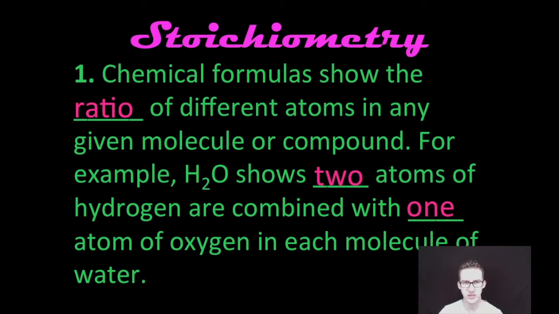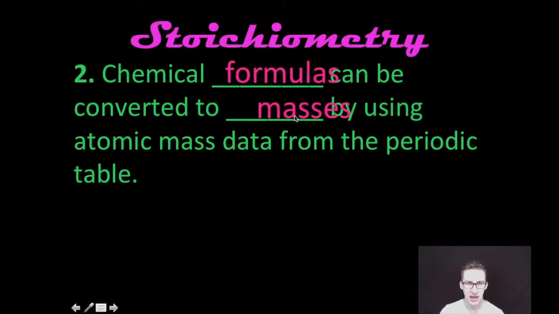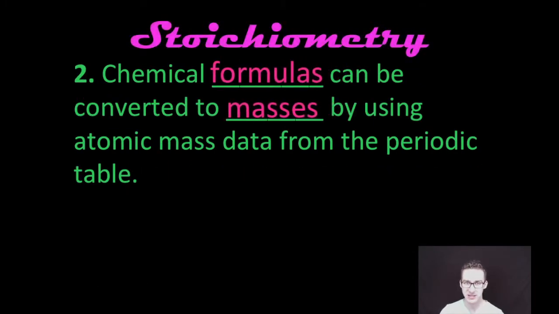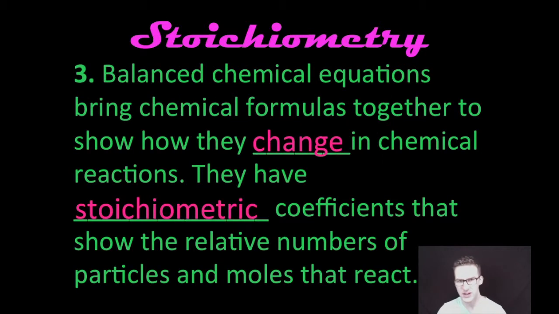All right, so first things first, as we look at our chemical equations, those chemical formulas in those chemical equations are going to share with us the ratio of different atoms in any given molecule or compound. For example, H2O shows 2 atoms of hydrogen are combined with 1 atom of oxygen in each molecule of water. Those chemical formulas can be converted to masses by using atomic mass data from the periodic table, which we took a look at in some earlier videos. And then as we discussed earlier, it's those balanced chemical equations that bring those chemical formulas together to show us how they change in chemical reactions.